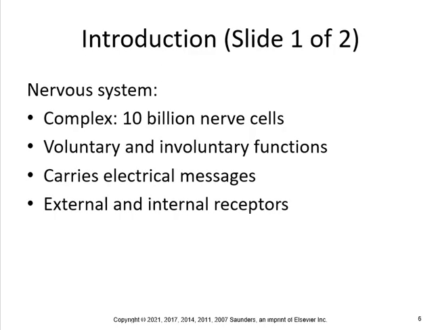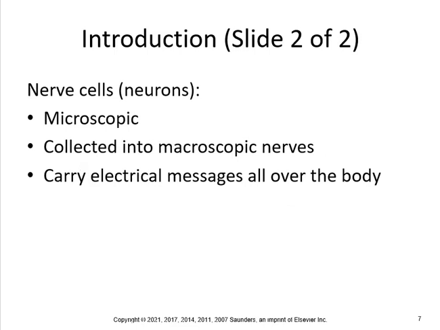So again, the nervous system, complex, 10 billion nerve cells, allows for voluntary and involuntary functions. It carries electrical messages, and it has external and internal receptors. The nerve cells are called neurons. They're very microscopic. They're collected into macroscopic nerves. They carry electrical messages all over the body. So internal and external stimuli activate the cell membranes to release stored electrical energy called the nervous impulse.